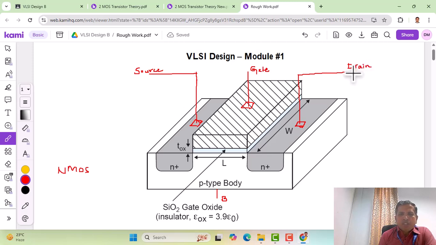Now let us try to understand the different voltages that are applied to the MOSFET for proper working. There are three voltages which are very important to consider to understand the operation of the MOSFET. What are those three voltages? Number one is the gate source voltage, the voltage applied between the gate and source, that is labeled as VGS. So VGS is nothing but the voltage applied between gate and source.